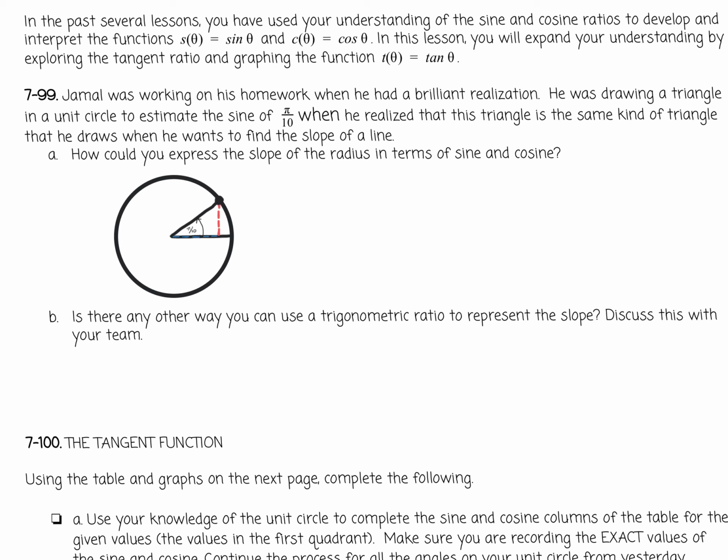All right, for 799, let's talk about how we can work through this. So Jamal was working on his homework. He had a brilliant realization. He was drawing a triangle in a unit circle to estimate the sine of pi over 10 when he realized that this triangle is the same kind of triangle that he draws when he wants to find the slope of a line. So how can we express the slope of the radius in terms of sine and cosine?